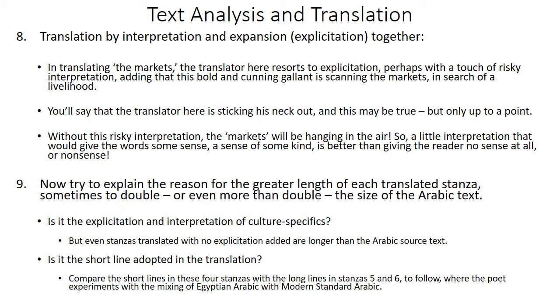We find another reason: the translator adopted short lines in his translation. A single Arabic line he may split into two lines, or his translation in general adopts the short line. But however, if you look at stanzas 5 and 6, you will find the poet used longer lines, but the stanzas are almost the same size as the Arabic text. Why? We will find out why when we move to stanza number 5. Okay, actually in 5 and 6 he used long lines. Let's move to stanzas 5 and 6 and talk about them in detail.